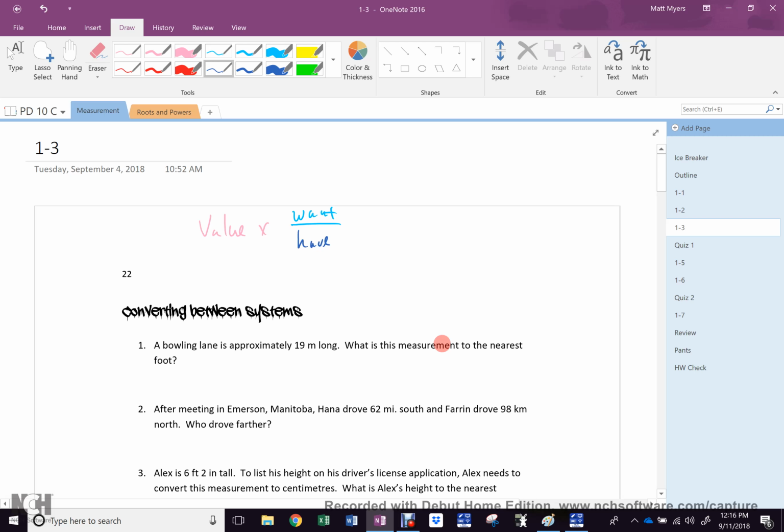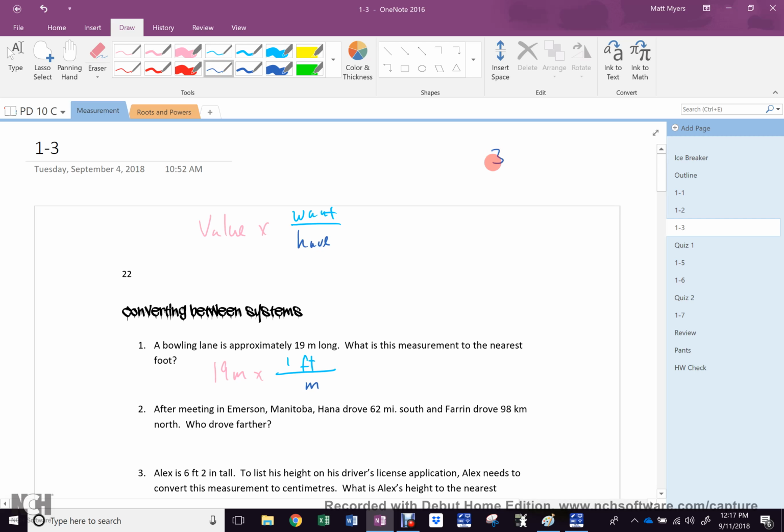So this first question says, I got a bowling alley. It's 19 meters long. How long is it to the nearest foot? What do I start with? 19 meters. Keeping the color coding working for us. What do I want? I want feet. So feet's in the numerator. What do I got? Meters. So meters is in the denominator. Now I got to put in the numbers. Where do I get the numbers? From the chart. Where's the 1? 1's with the foot. What's with the meters? Tricky. Look closely. It's not there, is it? What is there? Meters to feet to centimeters.